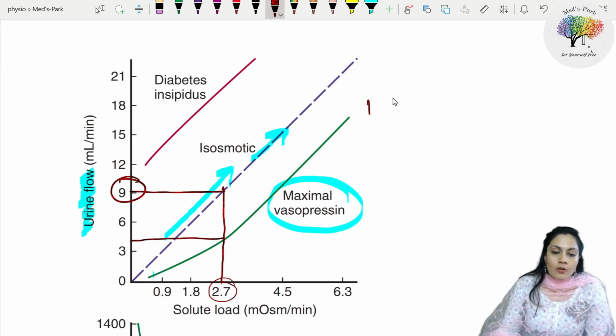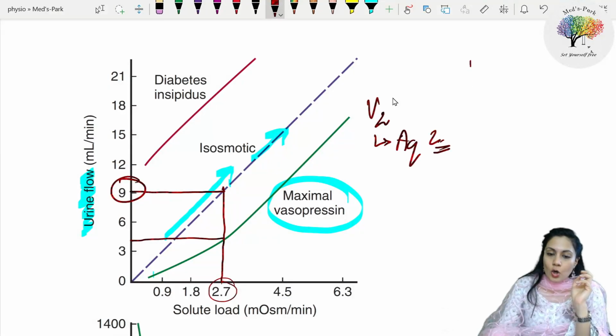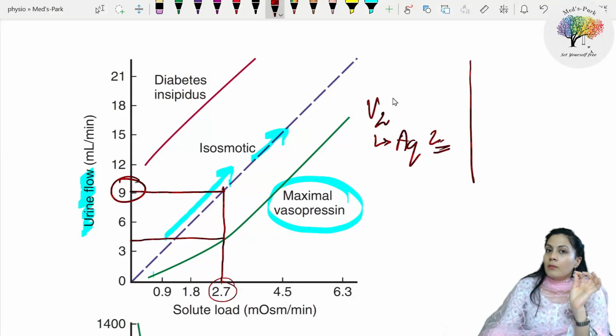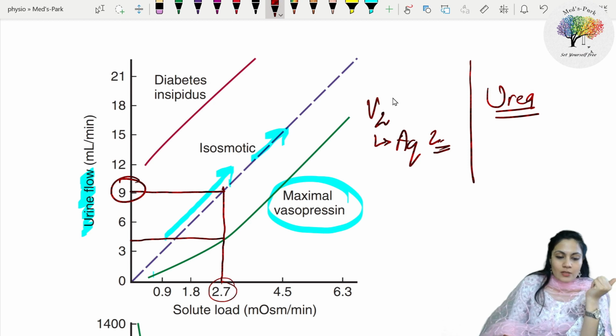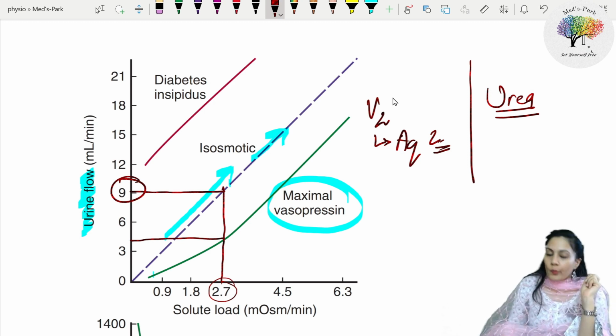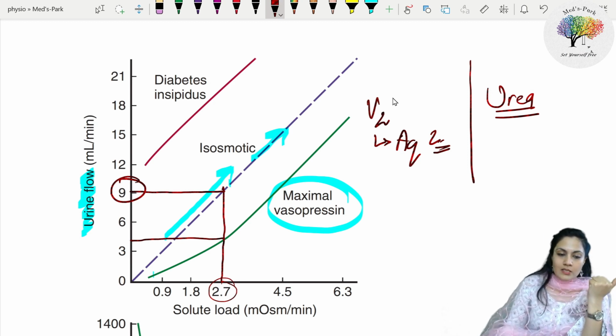By acting on the V2 receptor, it opens up aquaporin 2 and also it is helping us to create the medullary interstitium hypertonicity with the help of the urea transporter, right? So that's why we can absorb more and more water. It is helping us to conserve the water.